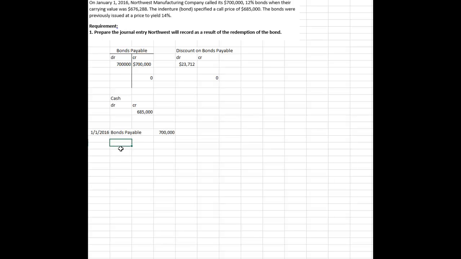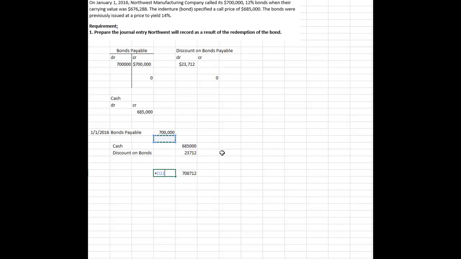I'm going to skip a line here. Credit cash for 685, right? Because that's what we're doing. We're taking out of our cash to redeem the bond, the debt, and the discount on bonds is also going to be credited by 23,712. Okay, so once we have these pieces of information, we can quickly determine that our journal entry doesn't balance.